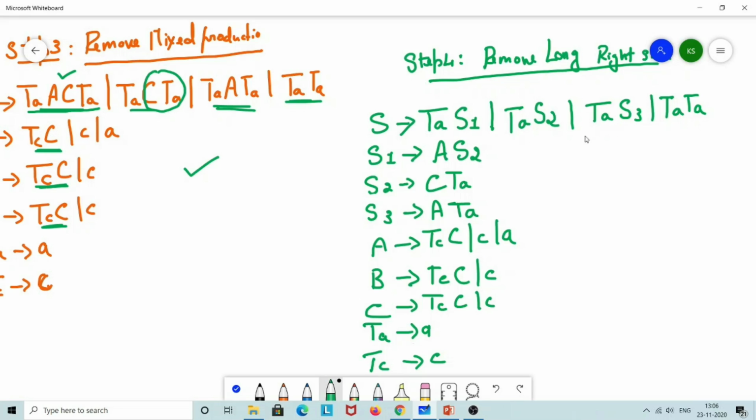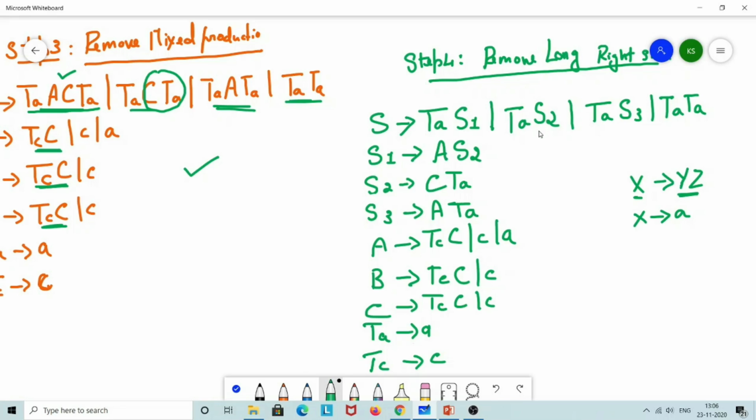If you observe all the rules here, all the non-terminals, it is in Chomsky's normal form. That is, either the rules are in this way: a non-terminal giving two non-terminals, or a single non-terminal giving a single terminal. So this is my final solution for Chomsky's normal form.